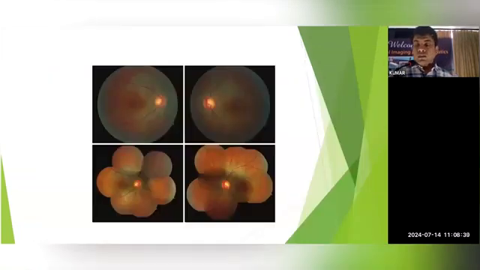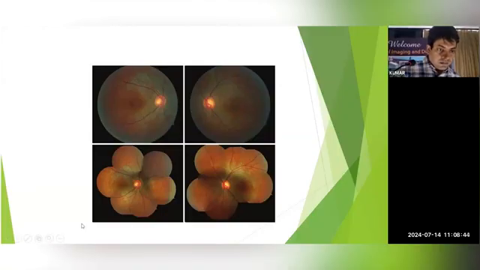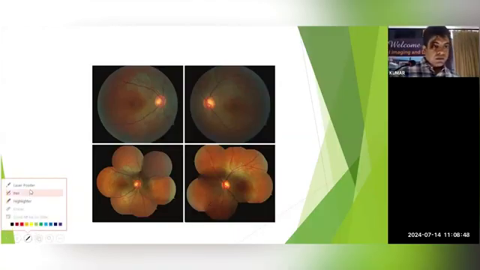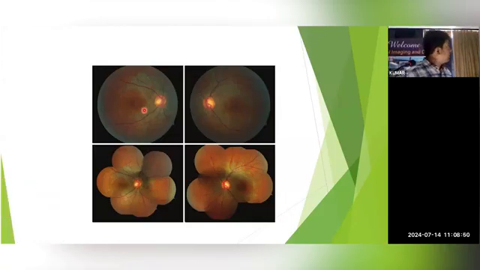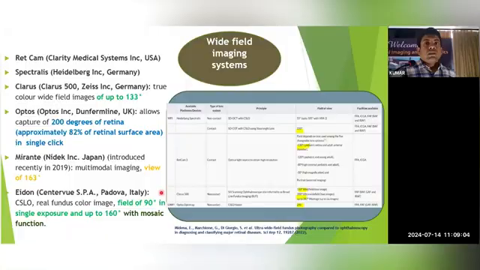So this is a comparison of the same two eyes of a patient in a normal standard 30 to 50 degree. You can see only this much of the retina, whereas in wide field imaging we can see the peripheral retina also. So what are the different wide field imaging systems currently available?